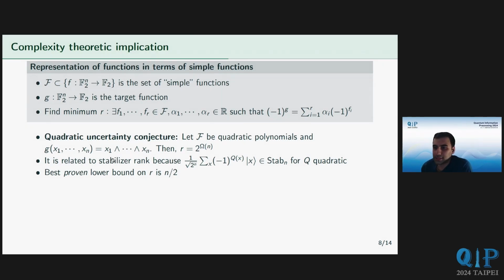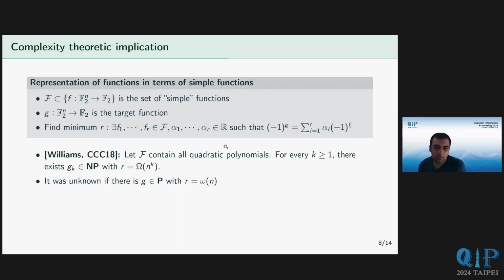And this is related to the stabilizer rank problem, because if you take some quadratic polynomial Q and form some quantum state in this way, where these phases are determined by this quadratic polynomial, then this is a stabilizer state. And writing down some function in terms of quadratic polynomials is very similar to writing down one state in terms of stabilizer states. And the best lower bound that people could prove was n/2. So there is a huge gap between what we believe is true, which is this exponential lower bound, and what we can prove, which is n/2.